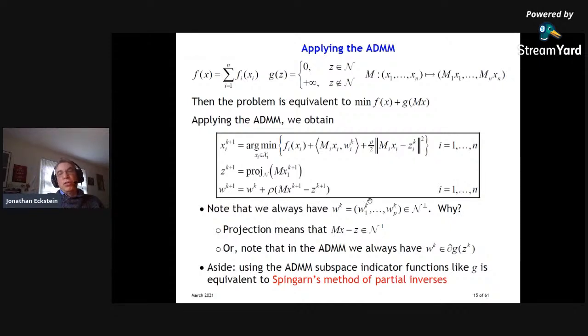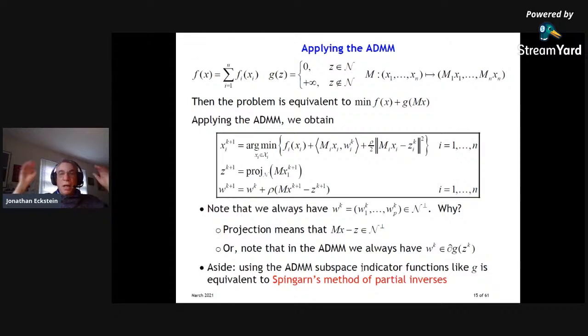One is that when we project mx onto z, when we project onto a subspace, the vector we move by has to be in the orthogonal subspace. So we're just accumulating vectors that are in this orthogonal subspace. Another way is, you note that in ADMM the multipliers you get at a specific step are always in the subgradient of g applied to this variable z. So this holds always in the ADMM, and that would basically give you this same result.